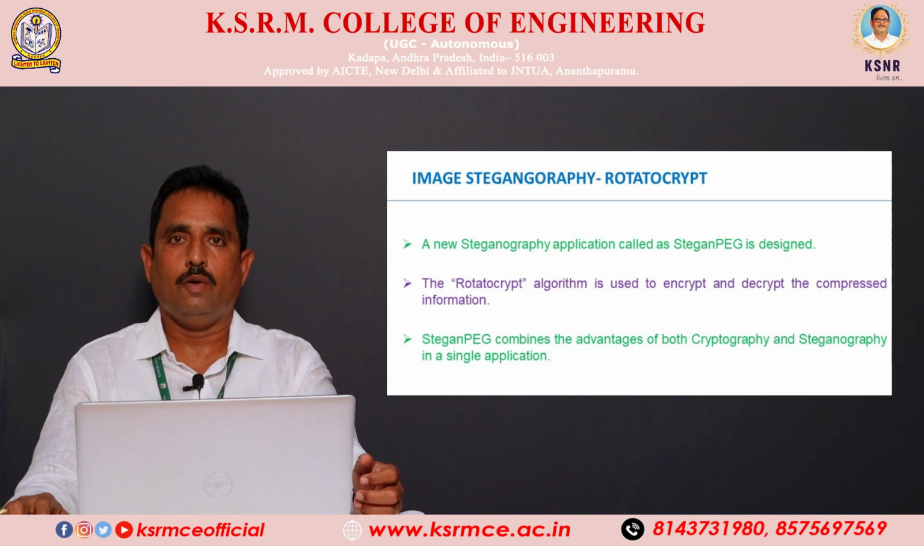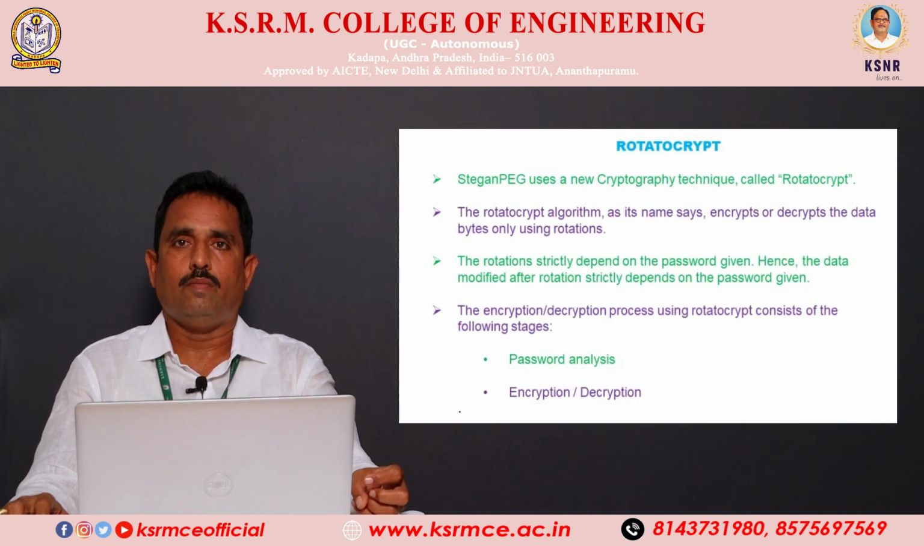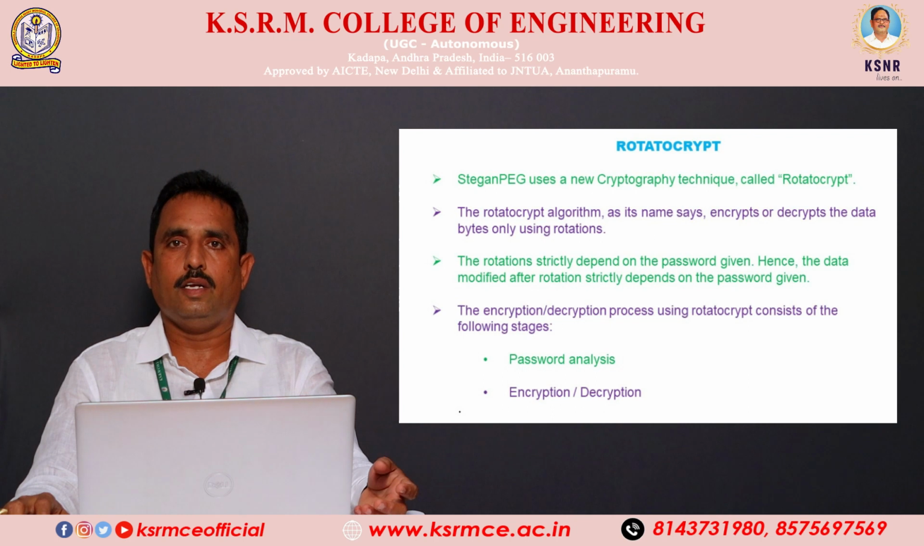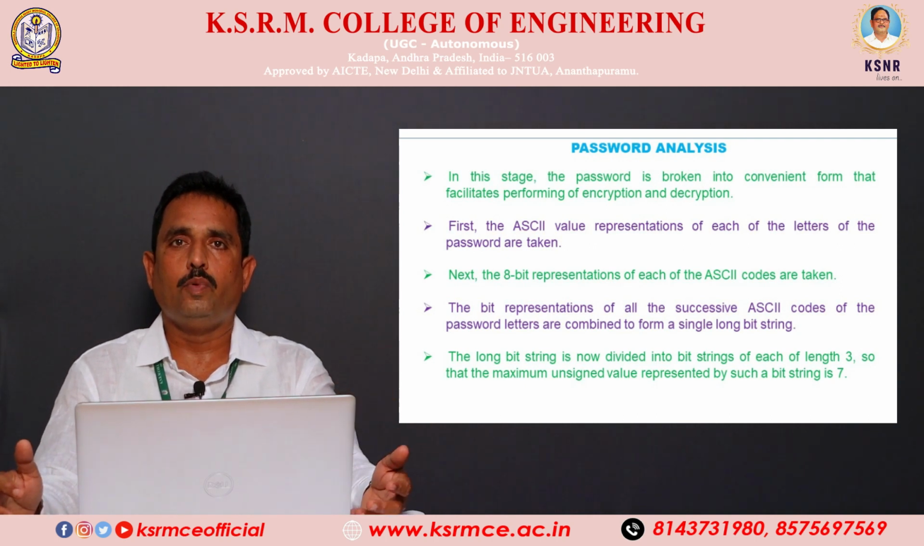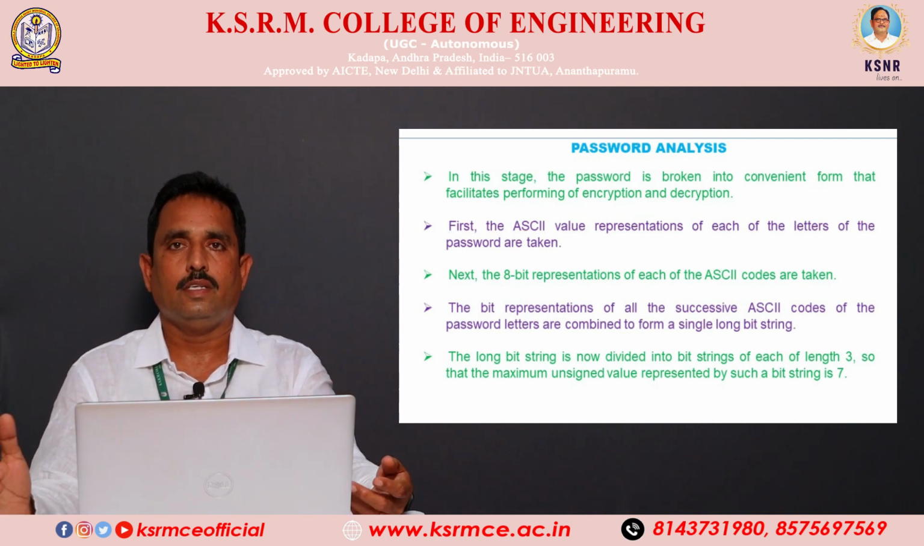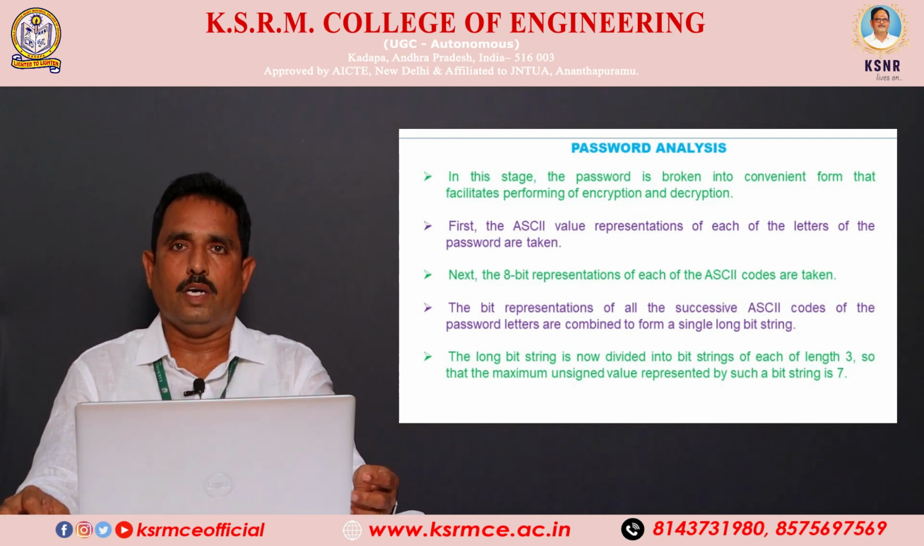Now we will discuss how to encrypt data using RotaToCrypt. It is divided into two parts: one is password analysis, and the other is encryption and decryption. Based on the password, the given input text, that is the secret text, is converted, nothing but encrypted. For example, if the password given is ABC, ABC is converted into the equivalent binary.